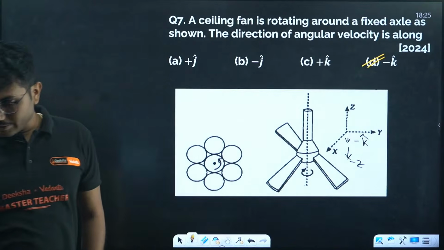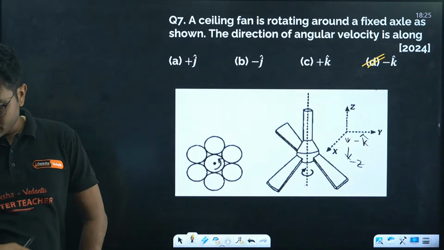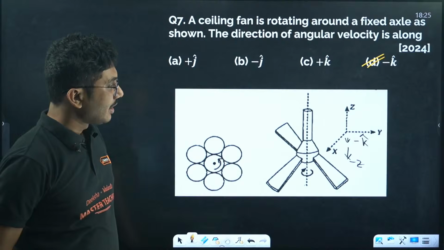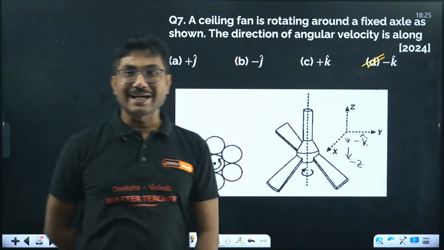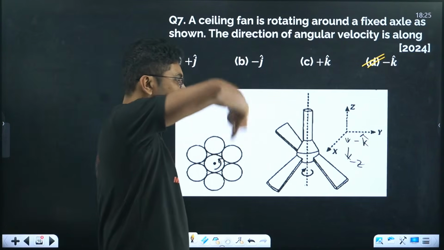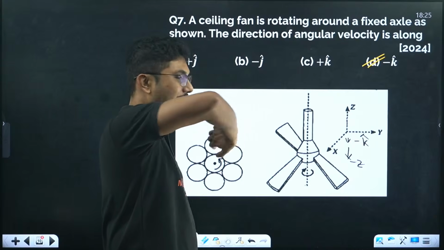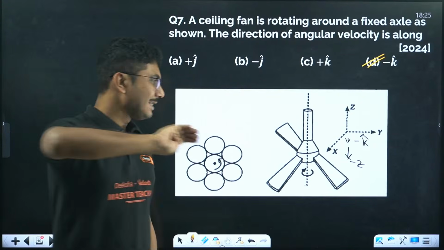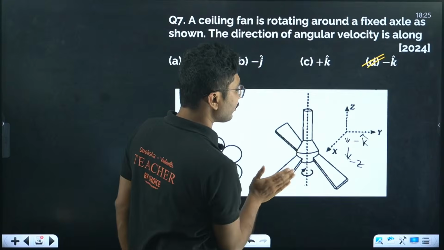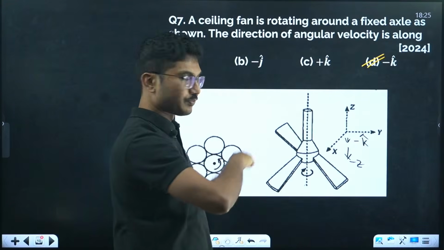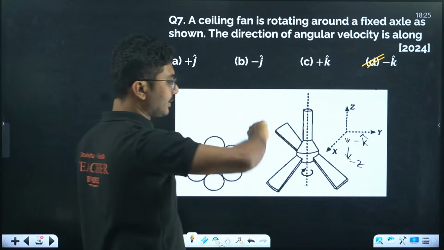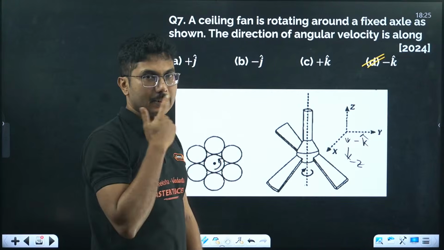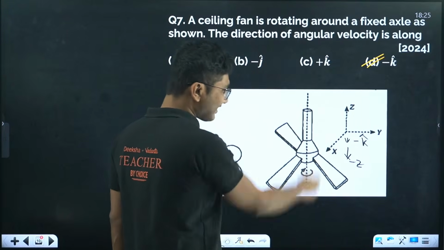This is a very common style of question. Most of you have answered B. I don't know why. There is no relationship with j cap. The fan is rotating like this. So always take your fingers, align them in the direction of rotation. Suppose it is rotating in the opposite direction, then you have to curl your fingers like this. It will be along the z axis, along this axis only.